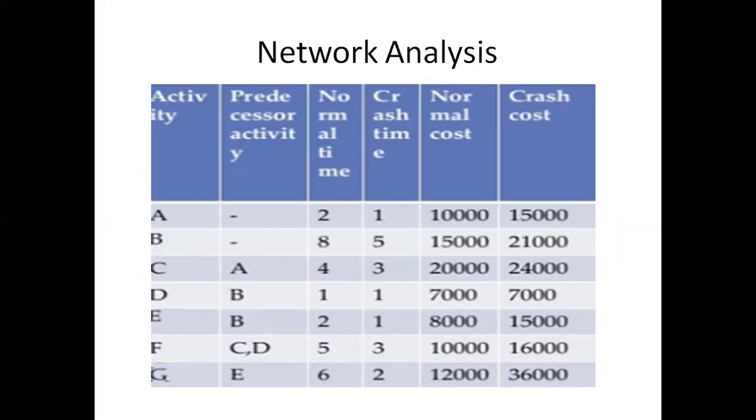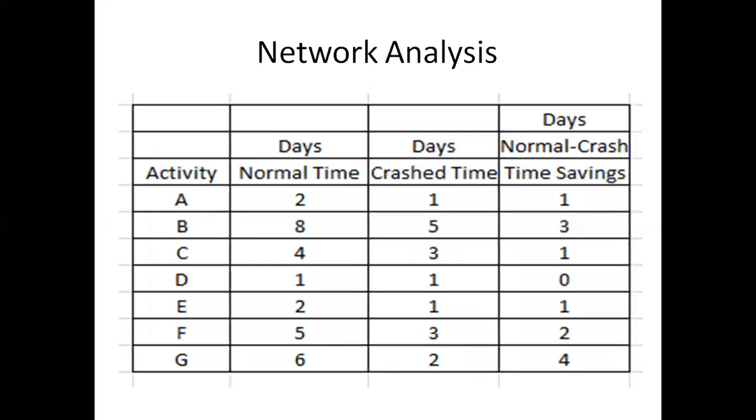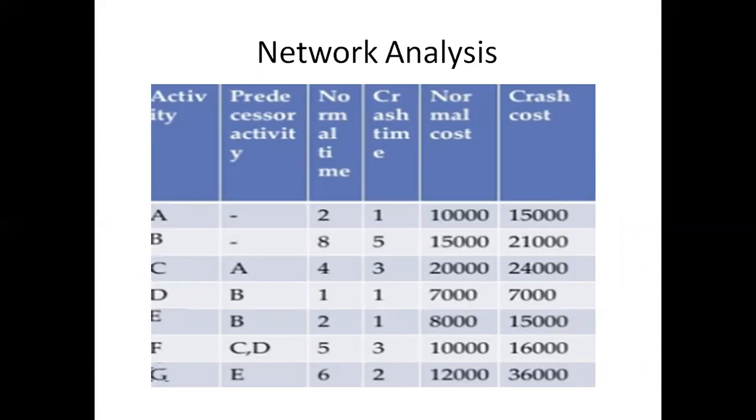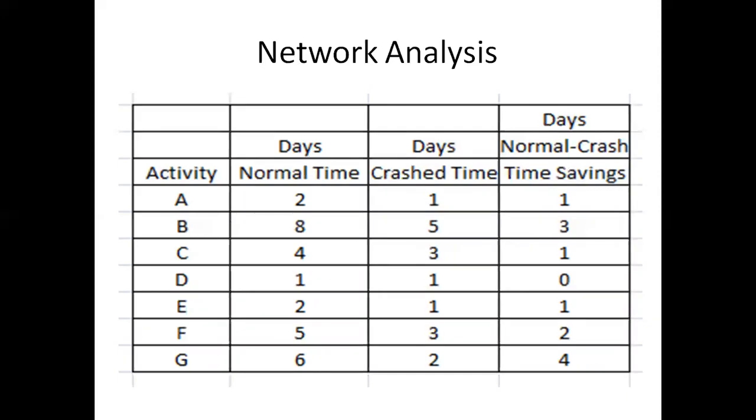Now what we have done here is calculate the activity normal time and the crash time from this table, and we have taken the number of days saved. Activity A, 2 to 1 days, 1 day is saved. Activity B, 8 to 5 days, 3 days are saved. Activity C, 4 to 3 days, 1 day is saved. Activity D, 1 to 1, no days are saved, so we cannot crash that activity. Activity E, 2 to 1, 1 day is saved. Activity F, 5 to 3, 2 days are saved, and activity G, 6 to 2, 4 days are saved. So we can save a maximum of 4 days and a minimum of 1 day.